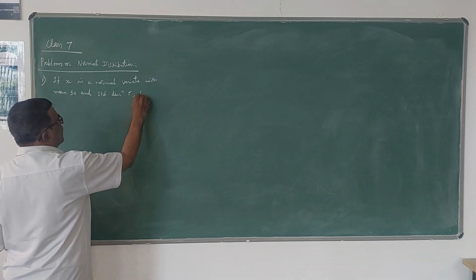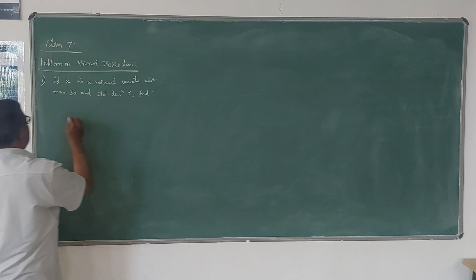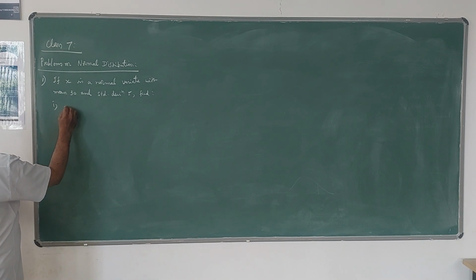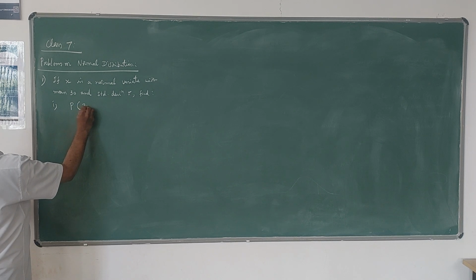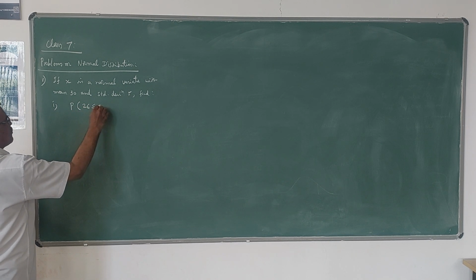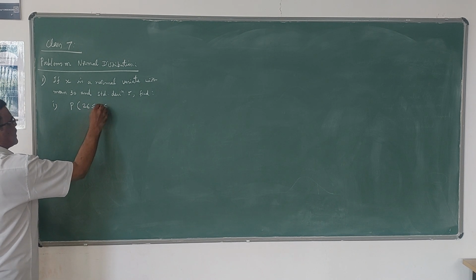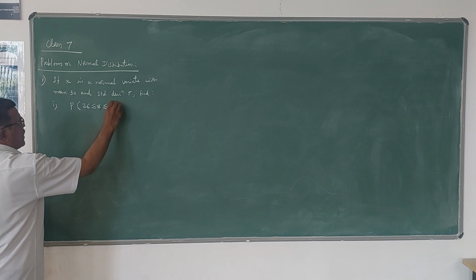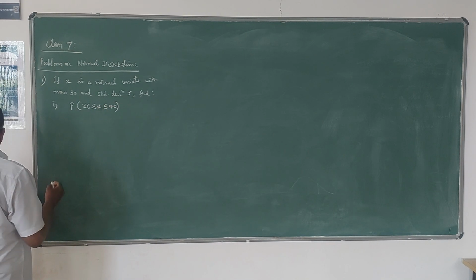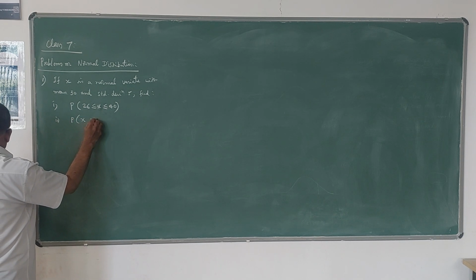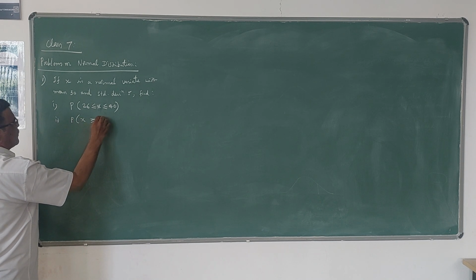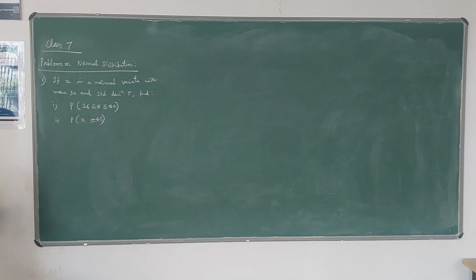Find number 1, the probability of 26 less than or equal to x less than or equal to 40. Number 2, the probability that x is greater than or equal to 45. This is the problem.